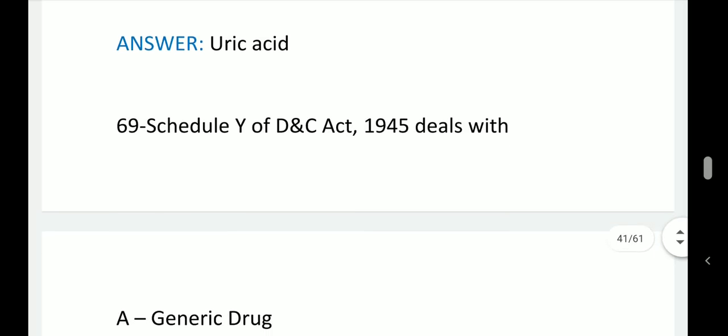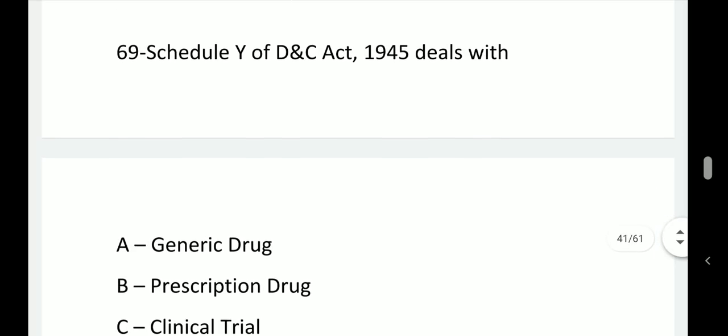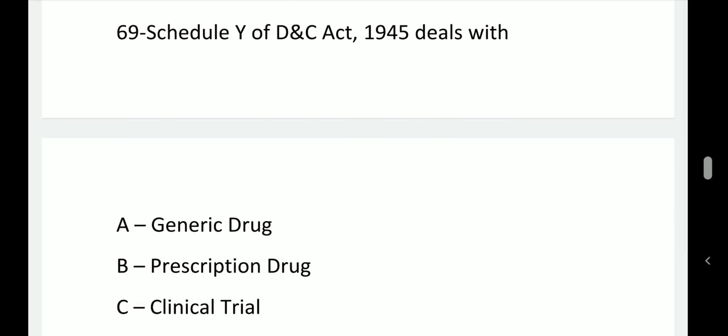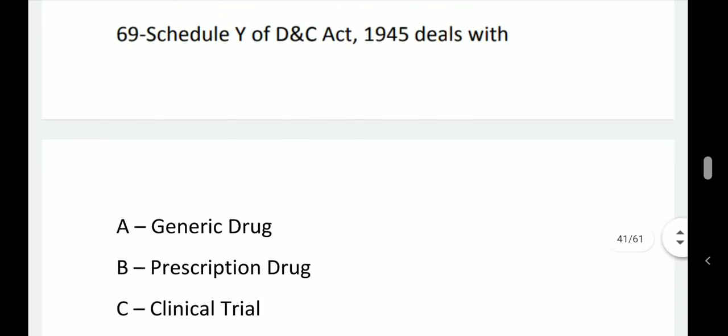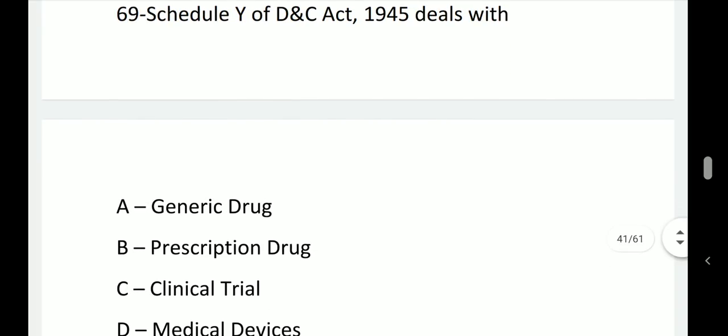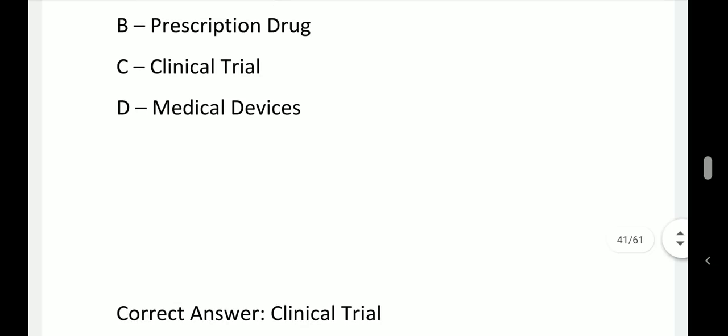Question number 69. Schedule Y of D&C Act 1945 deals with option A, generic drug. Option B, prescription drug. Option C, clinical trial. Option D, medical devices. Answer is clinical trial. That is option C is the correct answer.